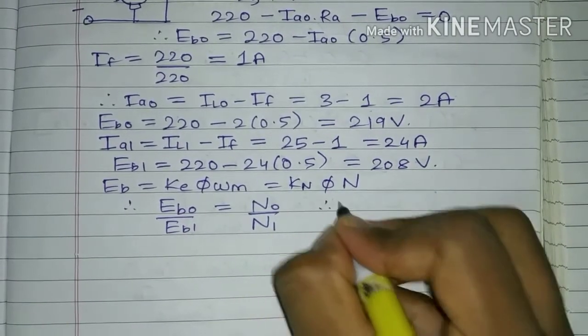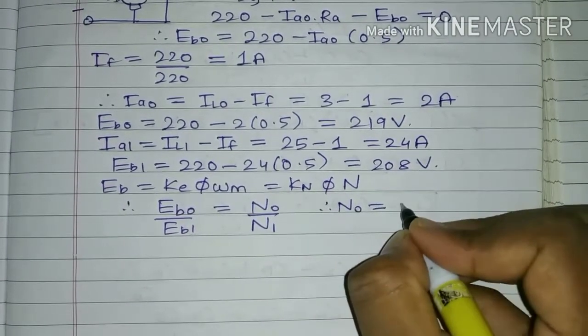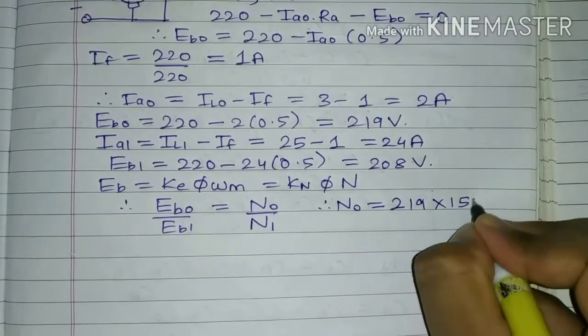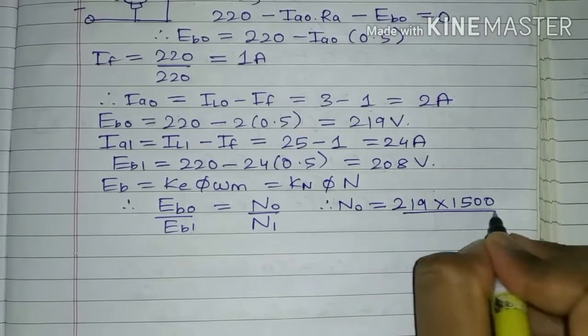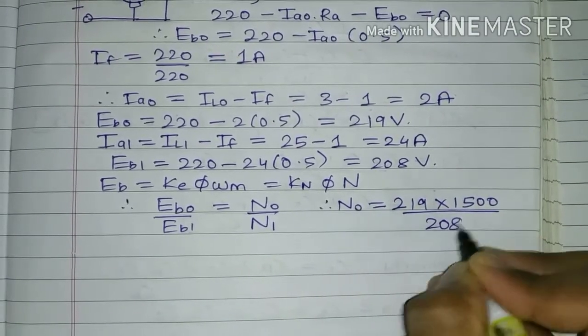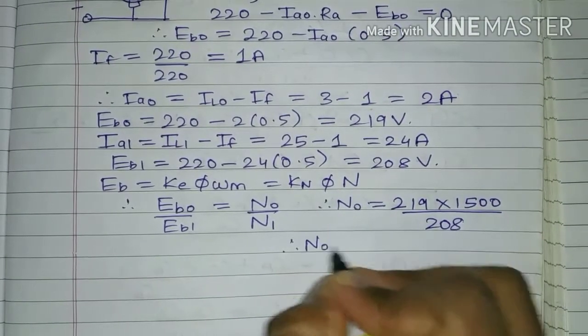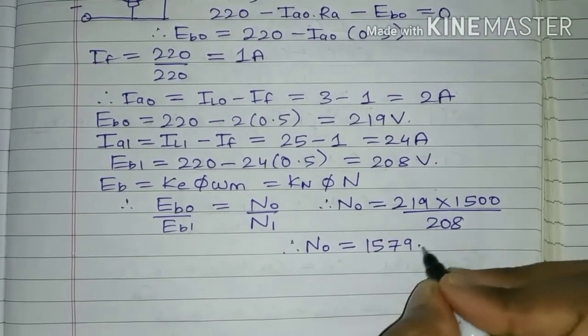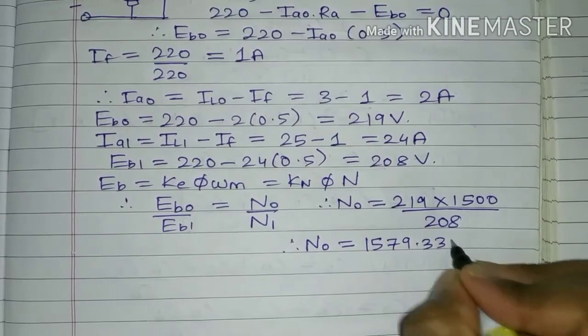Therefore N0 will be equal to 219, which is Eb0, into 1500, which is N1, divided by 208, which is Eb1. Hence N0 is equal to 1579.33 rpm.